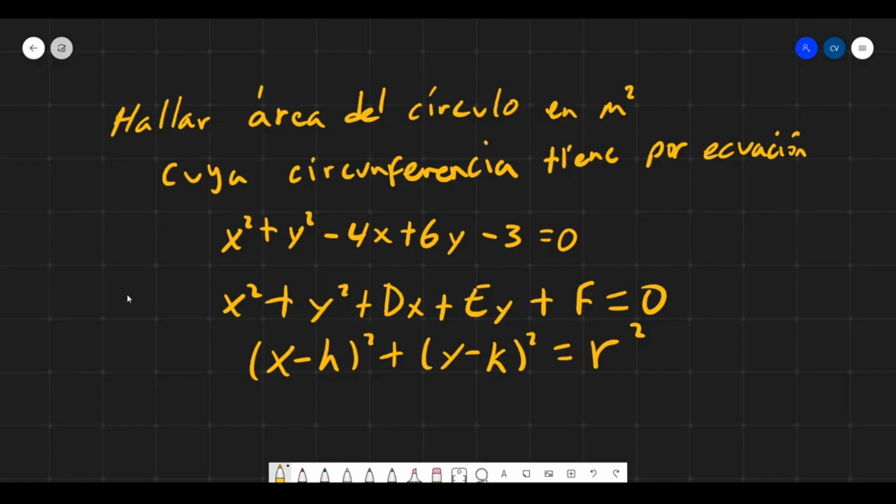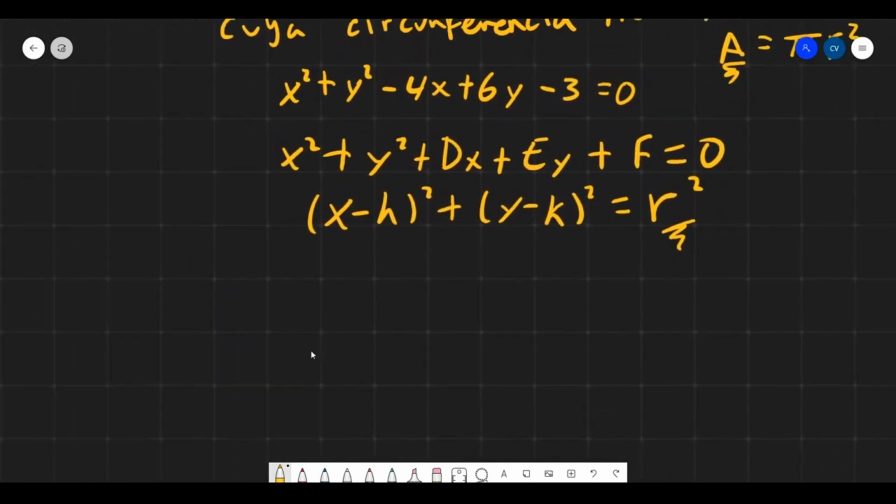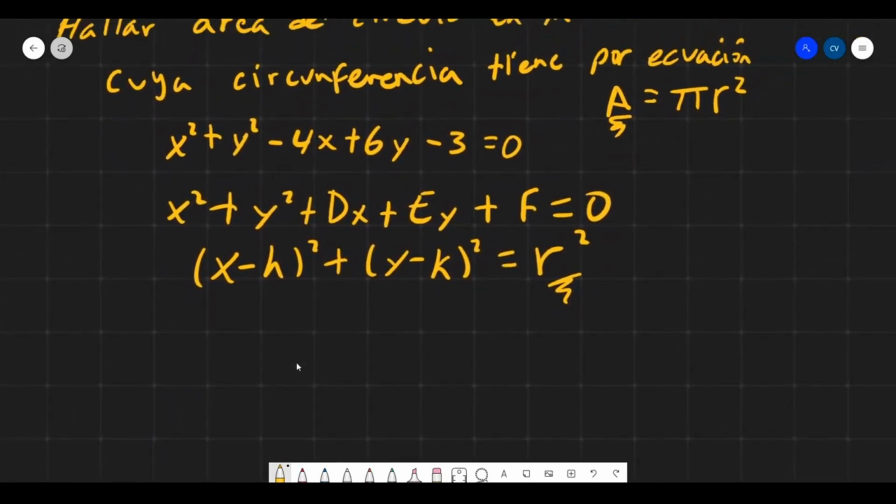Why? To find the area they are asking for. Remember that the area of a circle is pi times the radius squared. So, what I need is to write it in this way to obtain the radius squared, then simply multiply by pi and get the area they are requesting. We have the equation of the circumference written in general form, and we are going to convert it into its center radius form. So, what should I do?